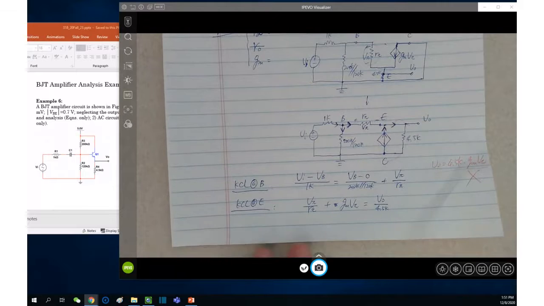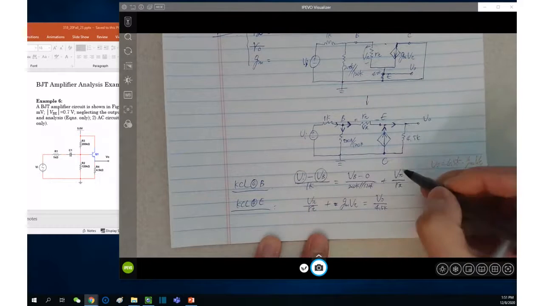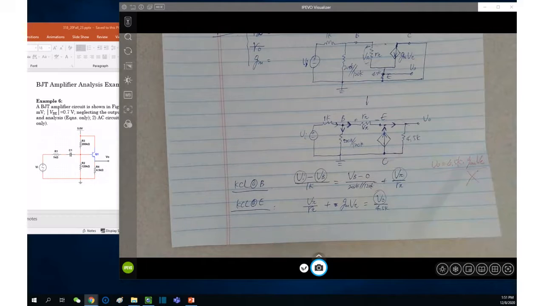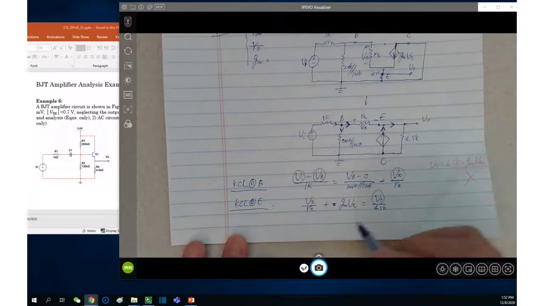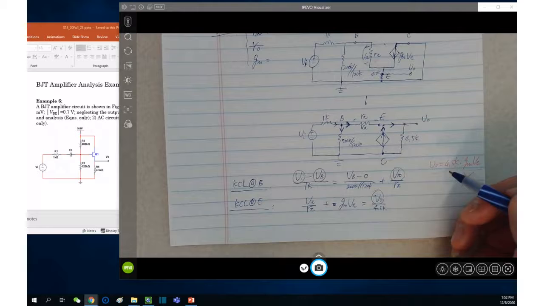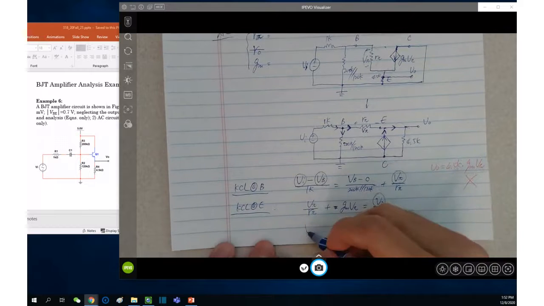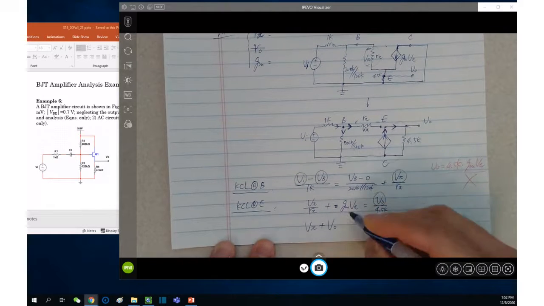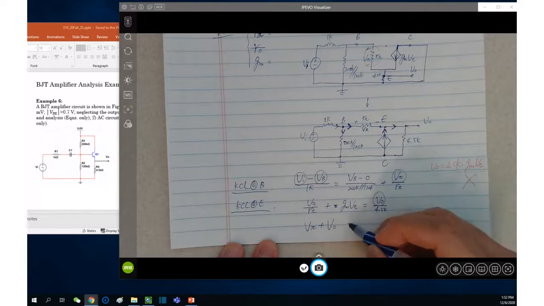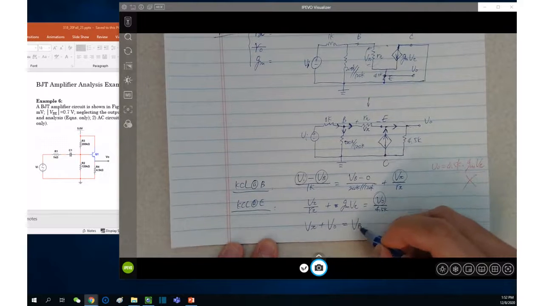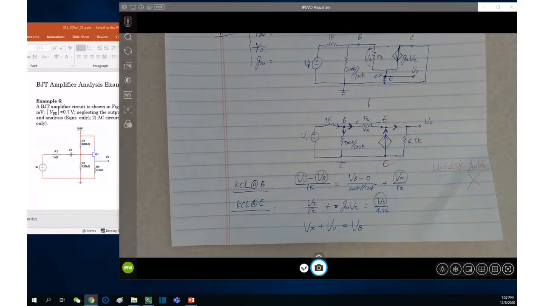And then we can count how many unknowns. 1, 2, 3, 4. 4 unknowns, 2 equations. Of course, we need one more. What equation can we have? You need to write one for VB, which is V pi plus V naught. V pi plus V naught equals VB. This is correct.